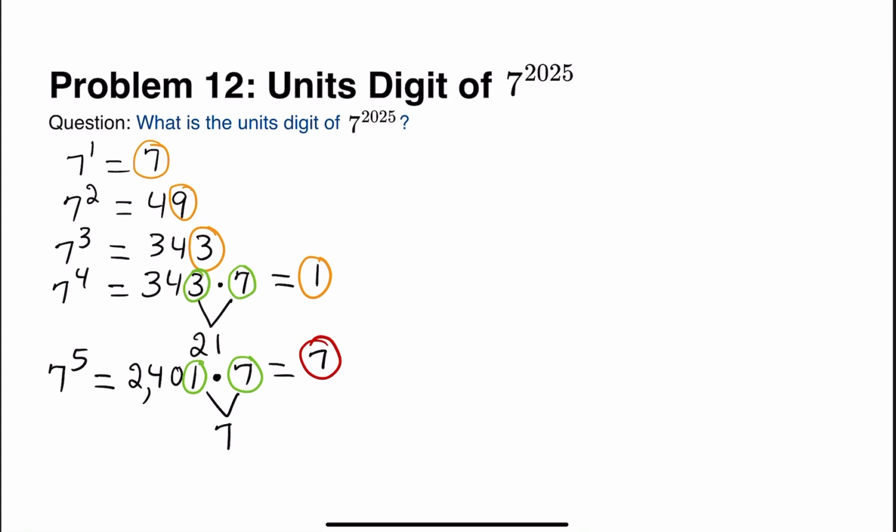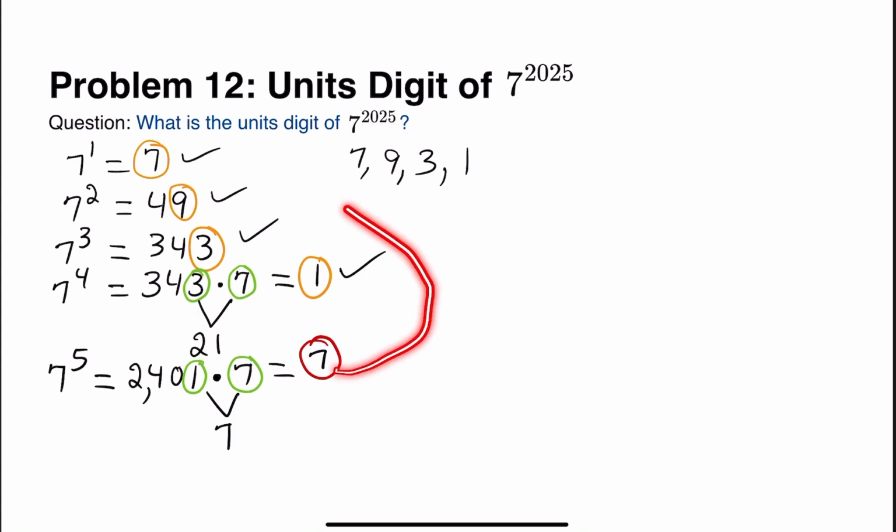Now, if you notice, this pattern repeats every 4 powers. Let me show you that here. 7, 9, 3, and 1. Notice I did not write the 7 again because it repeats the pattern. So again, this tells us that 7, 9, 3, 1 repeats. It repeats every 4 powers.